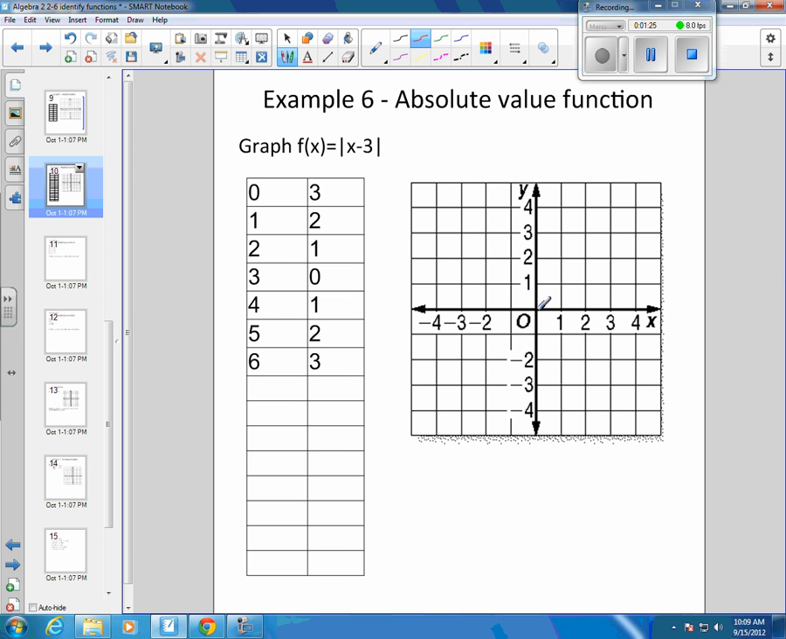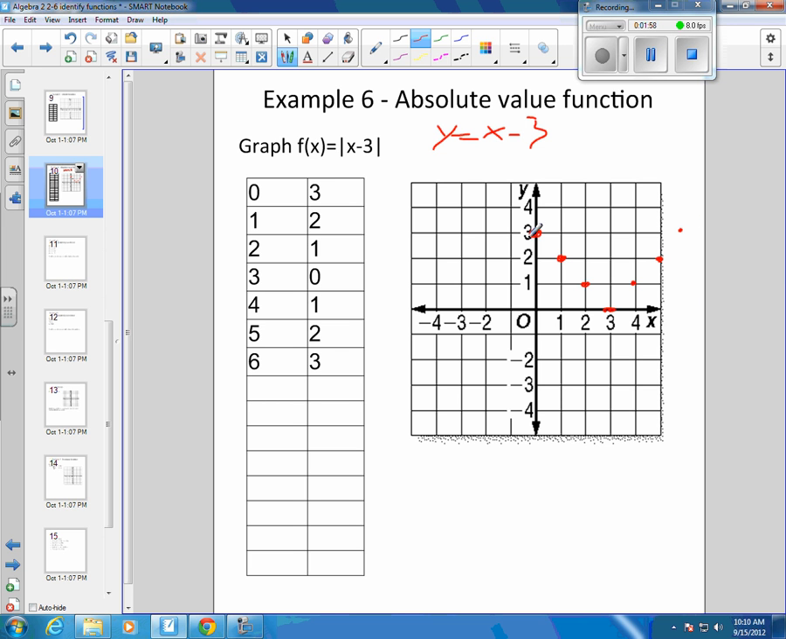So 0, 3. 0, 1, 2, 3. Which should make sense. Our y-intercept is 3, and if this were y equals x minus 3, you would guess that the y-intercept would be negative 3, but we're absolute valuing it, so it happens to become a positive 3. 1 is 2, 2 is 1, 0 is 3, 4 is 1, 5 is 2, and 6 is 3.